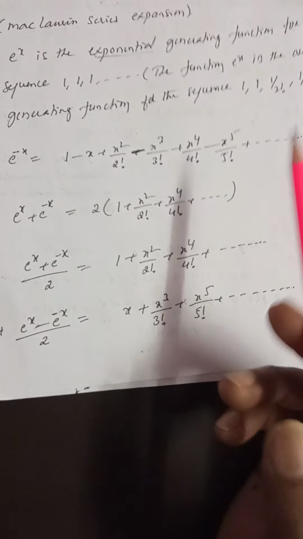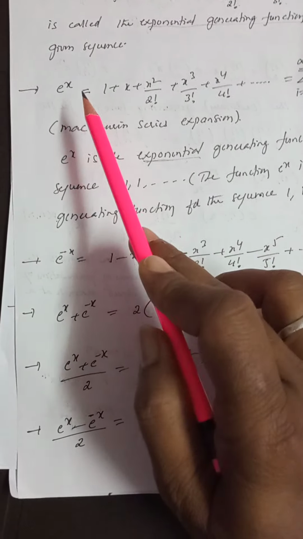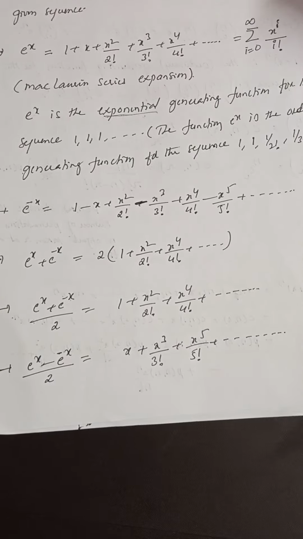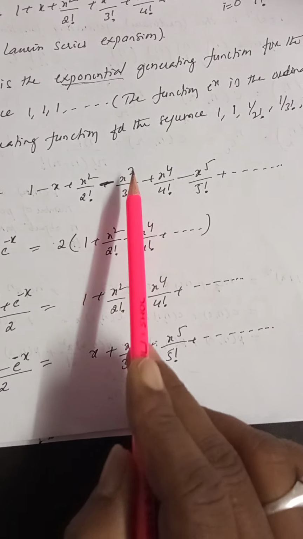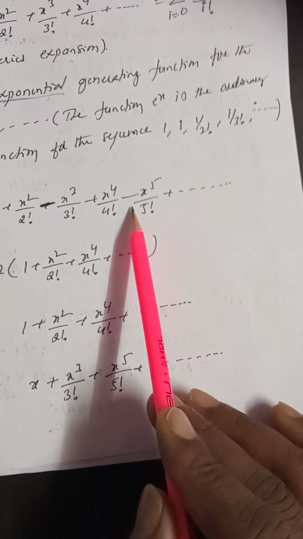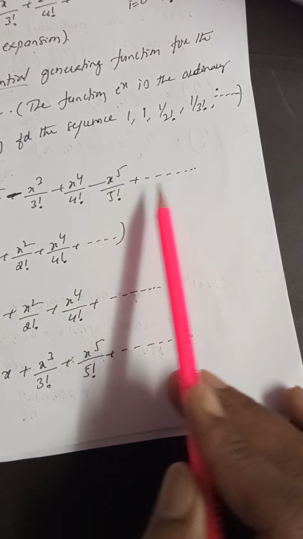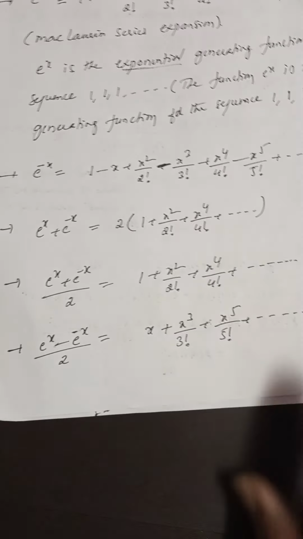Now alternate signs, right? E power x is equal to this series we know, no? E power minus x is equal to alternate minus, right? 1 minus x plus x square by 2 factorial minus x cube by 3 factorial plus x to the power of 4 by 4 factorial minus x to the power of 5 by 5 factorial plus and so on. Alternate signs, plus minus, right?